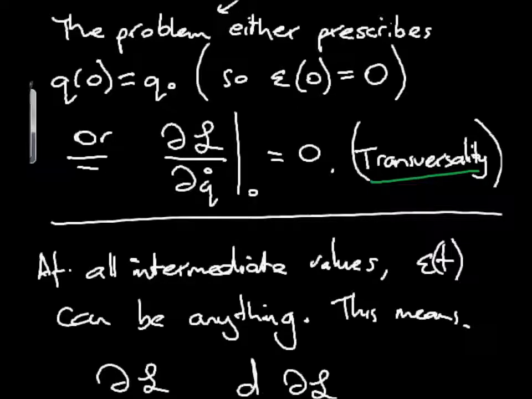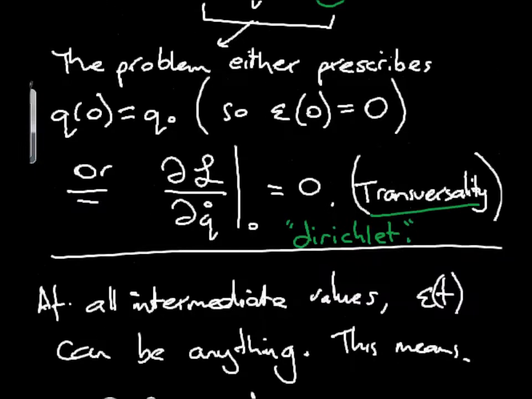Our current problem has two Dirichlet boundaries because q must start on 300 bears and end on 0, and so the variation epsilon must begin and end on 0. The fact that epsilon of 0 and T both vanish allows us to forego the transversality condition.